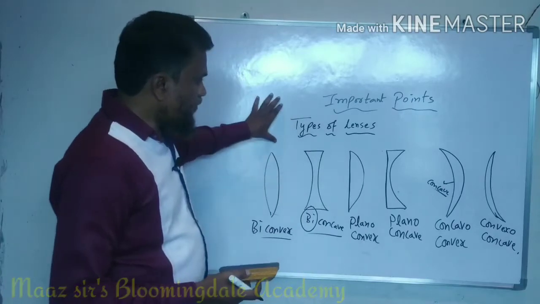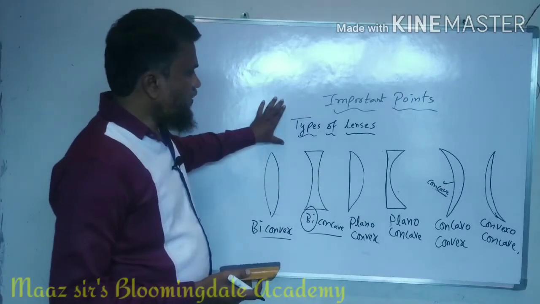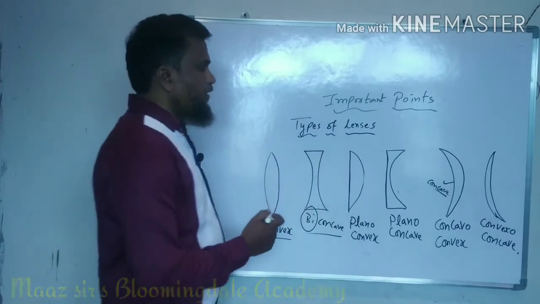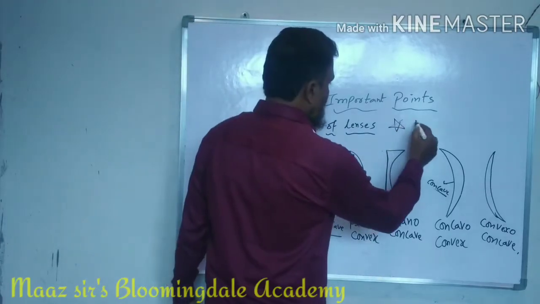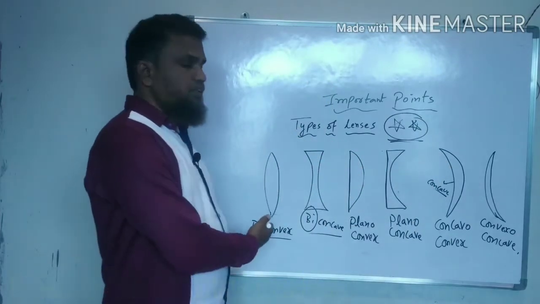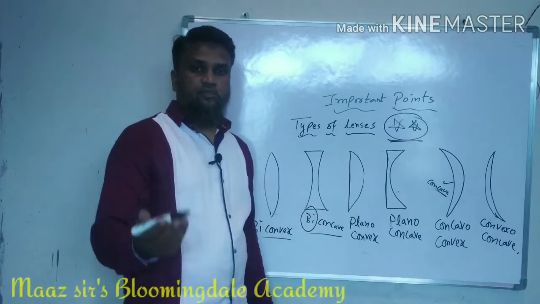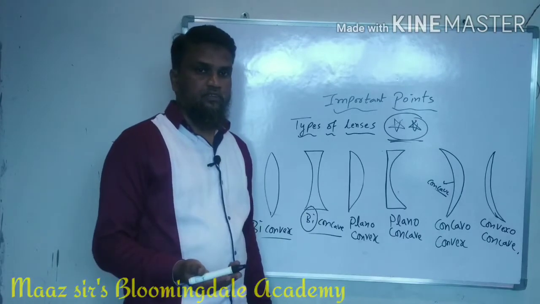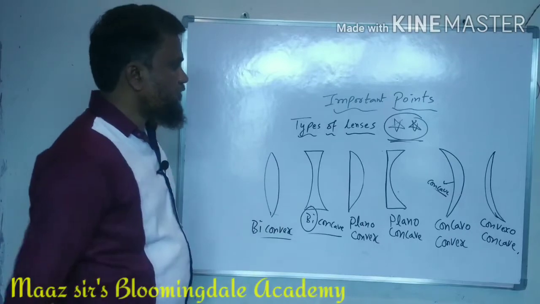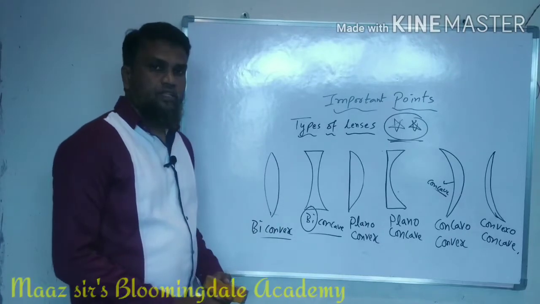So this is the important thing which you have to learn about types of lenses. From an examination point of view, this is also important. Sometimes you may be asked in a 1 mark or 2 mark question, what are the types of lenses? Give some examples. Understood? So like that you can write the differences between the types of lenses.